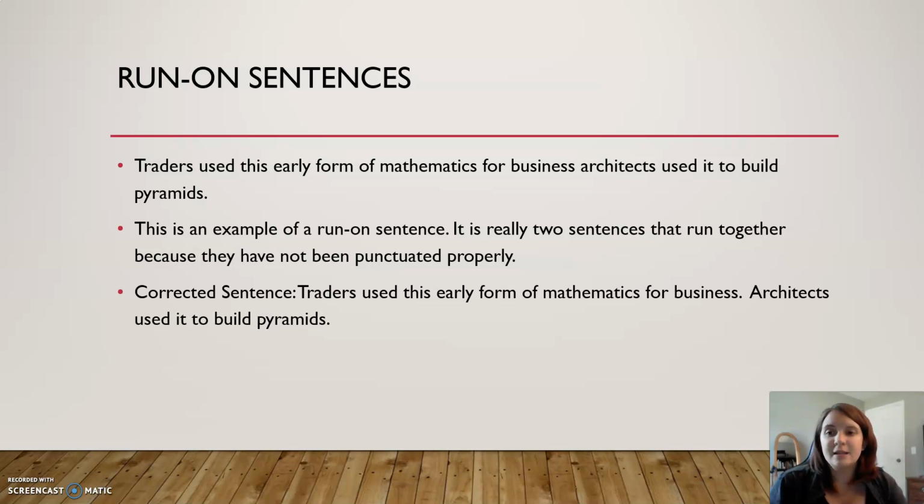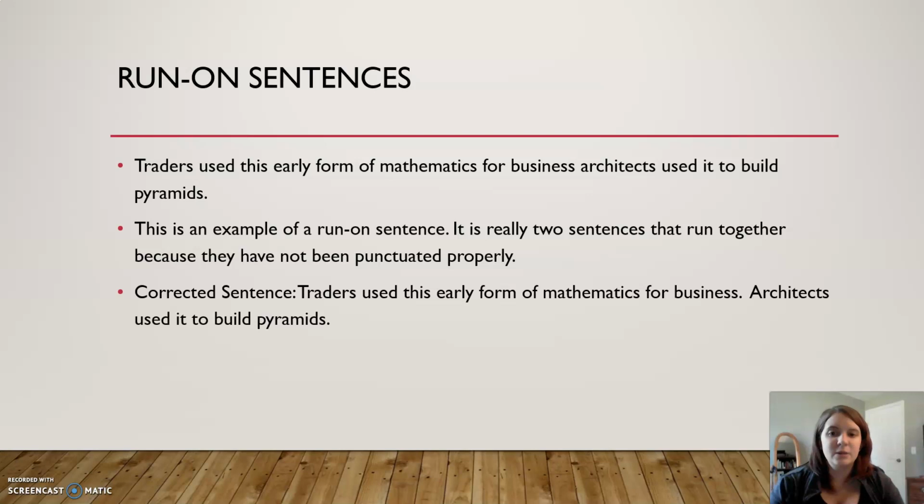If you look at it, it says, traders used this early form of mathematics for business. Okay, that's one piece of an idea. Okay, architects used it to build pyramids. They're talking about how they use the mathematics to create different things, but they didn't have to be in the same sentence because they're talking about two different subjects.